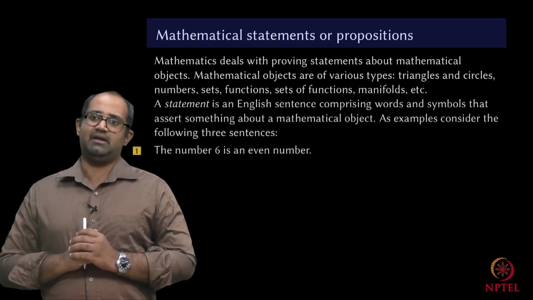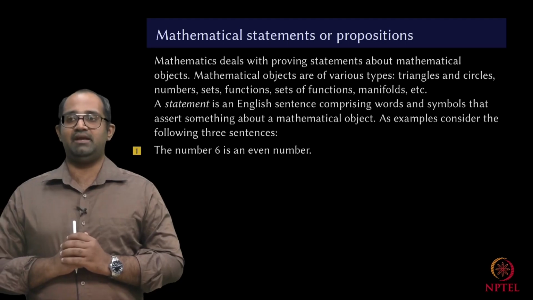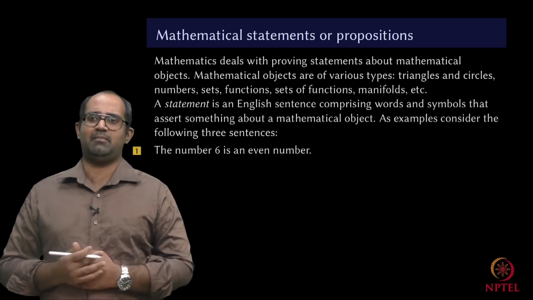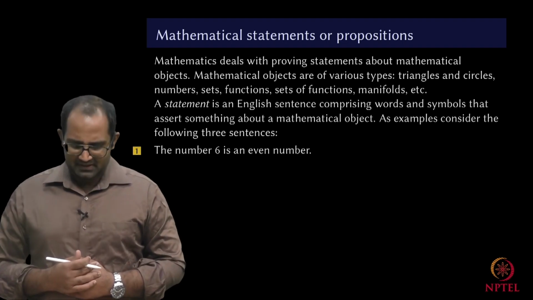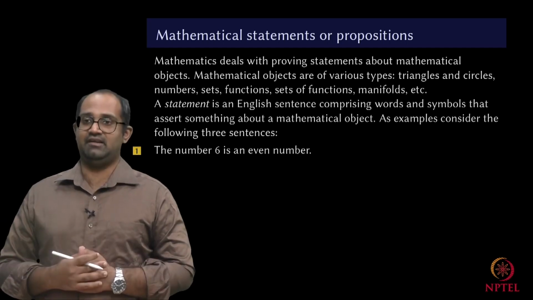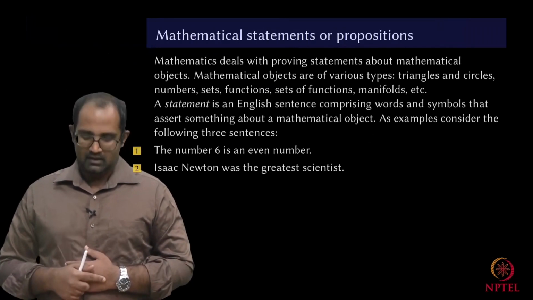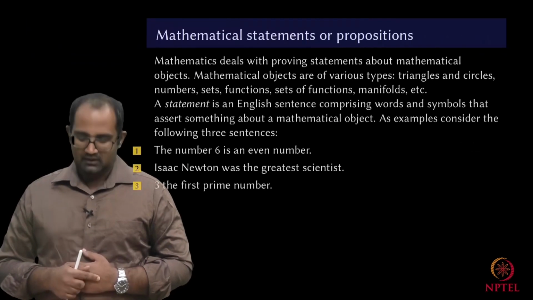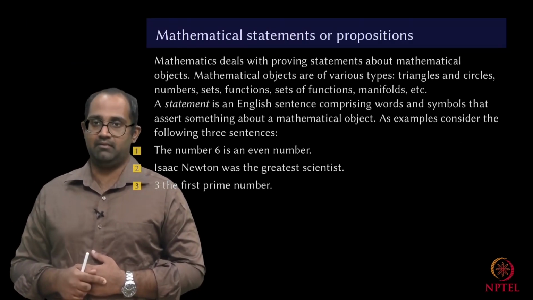A statement is an English sentence comprising words and symbols that assert something about a mathematical object. Let me give you three example sentences. The number 6 is an even number. Isaac Newton was the greatest scientist. 3 is the first prime number.